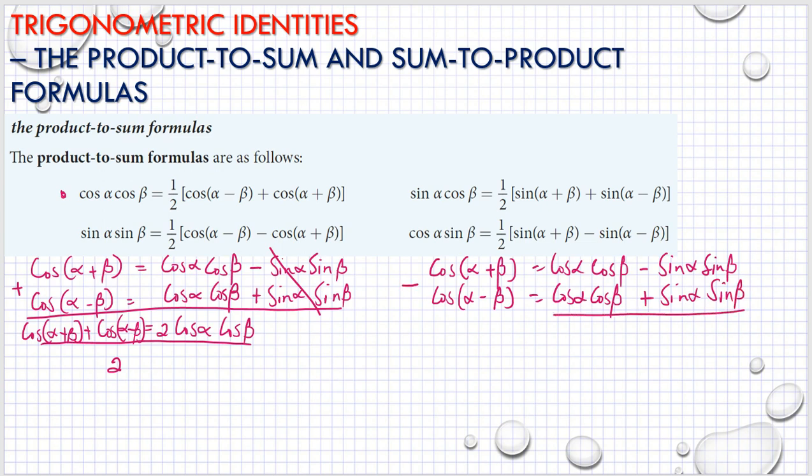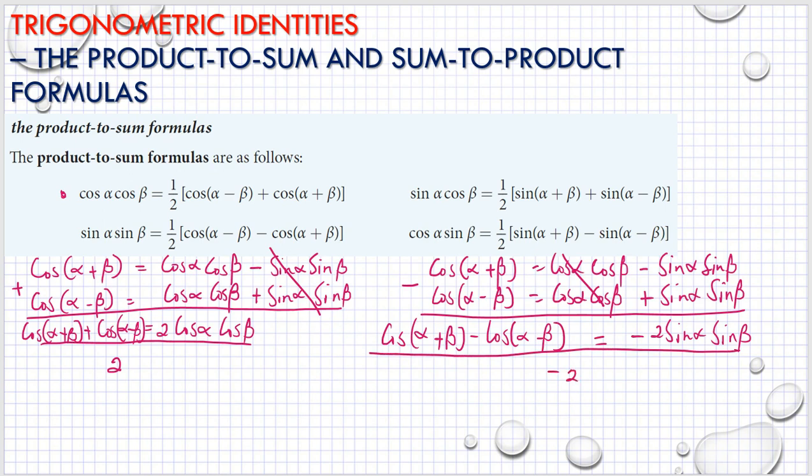So if we subtract this, then we will get this zero. Then we have negative 2 sine alpha sine beta, and then we have cosine of alpha plus beta minus cosine of alpha minus beta is equal to. If we divide both sides of the equation by negative 2, then we will get 1 half. Negative negative will become positive: cosine of alpha minus beta minus cosine of alpha plus beta is equal to sine alpha sine beta. Then we get those two.